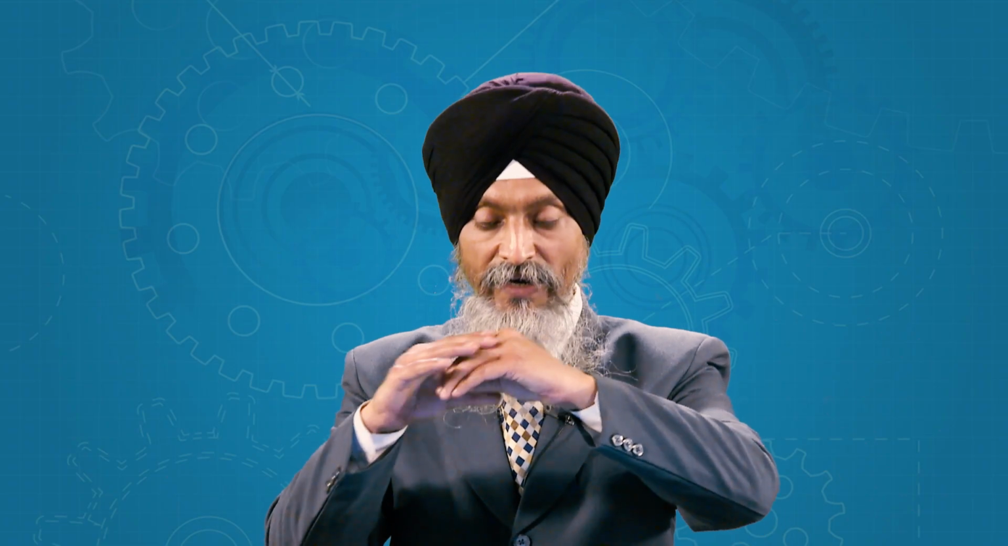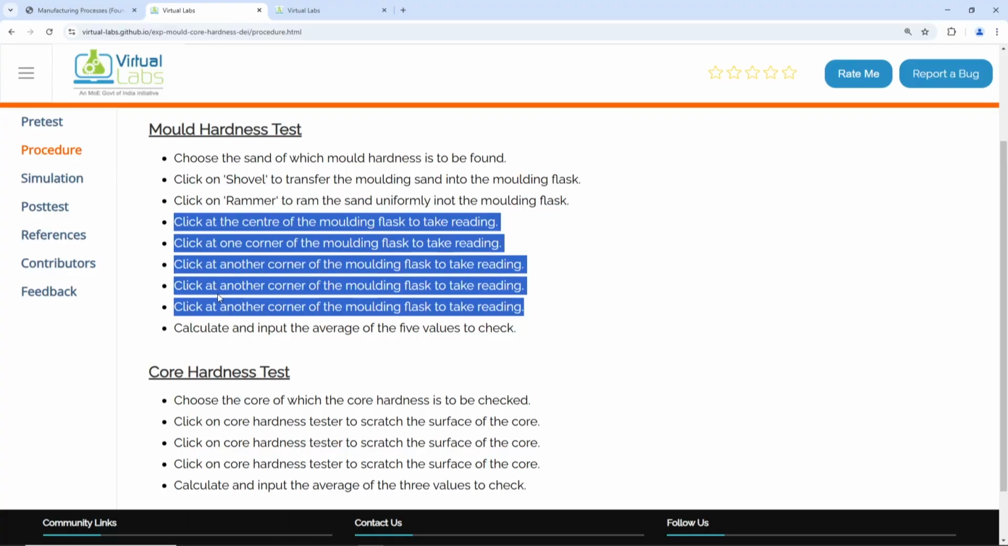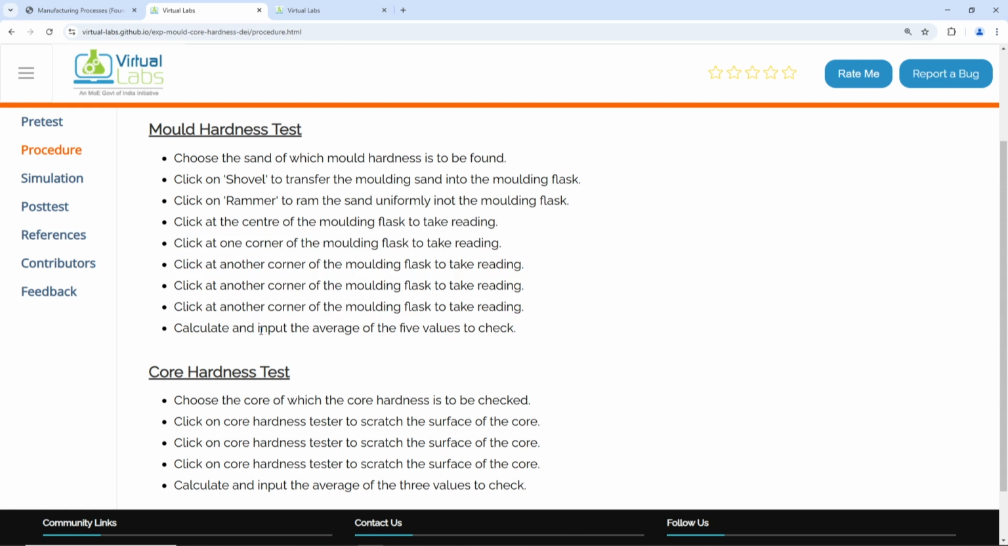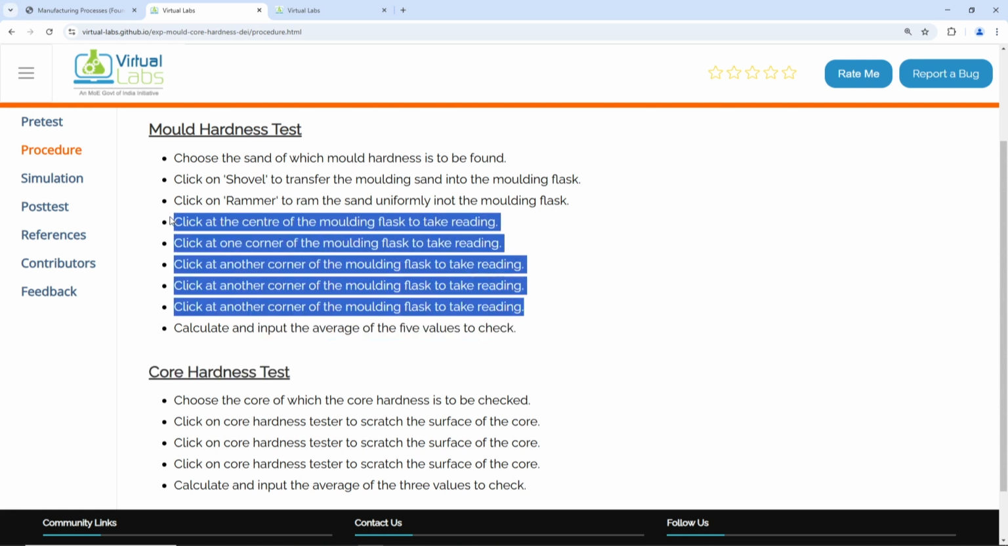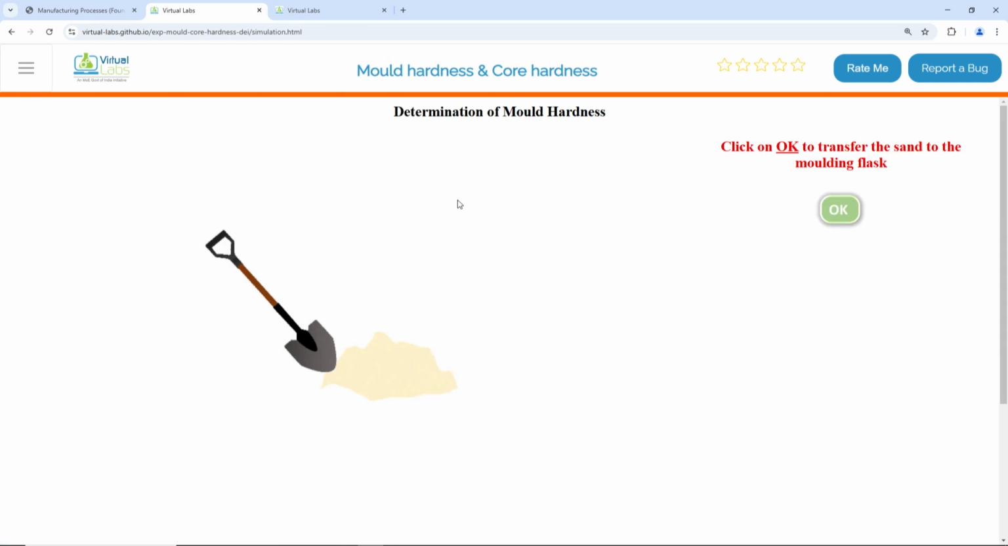For example, if the pattern is a conical shape, we take readings at the flank, at the tip, and at the base, the other surface. So, all these surfaces give us the readings. The average value of these 5 readings is calculated to find the final hardness number. Let me come to the simulation, mold hardness.